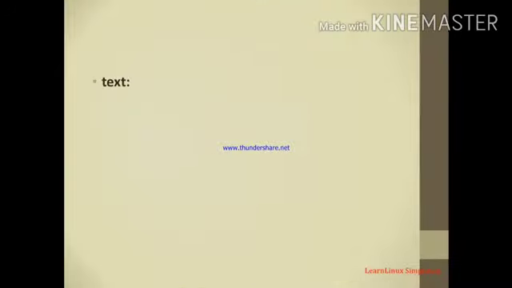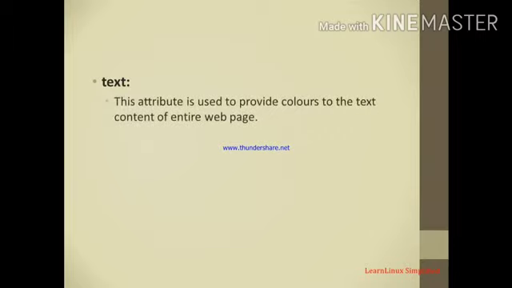Next is text. See, we are looking towards the attributes of body tag. First we have seen background to add image as a background, BG color to add background color, and next is a text. This attribute is used to provide colors to the text content of entire web page. Suppose we want to set certain fixed color to the content of our web page, we can use text attribute in a body tag. General syntax, that is body space text is equal to color name or its hex code, same as BG color. Okay.